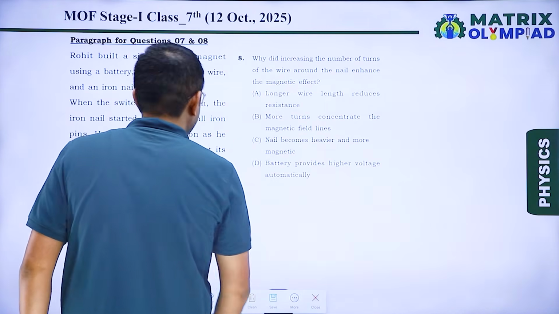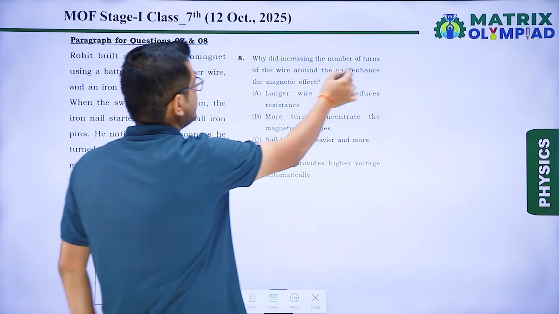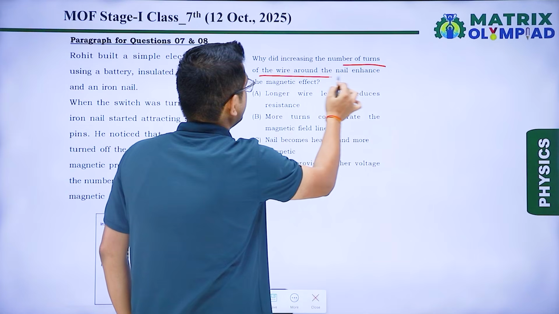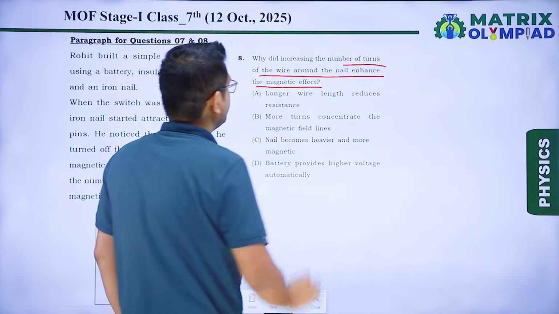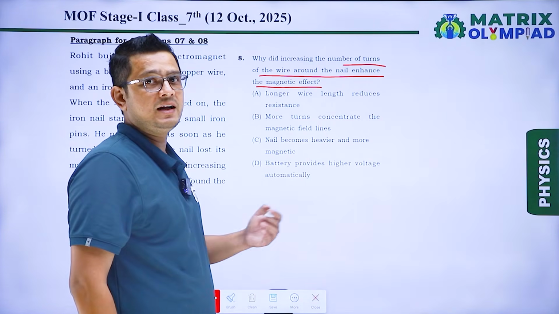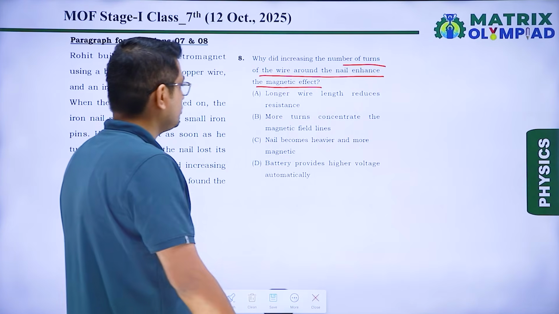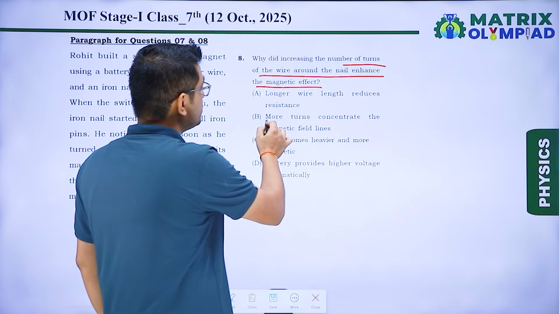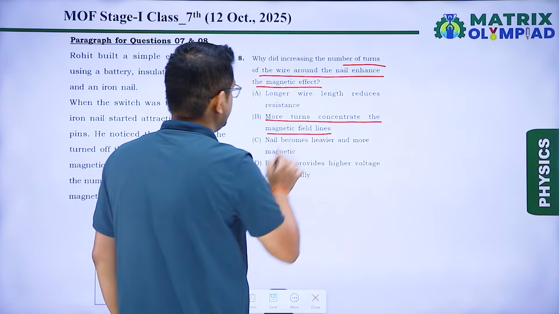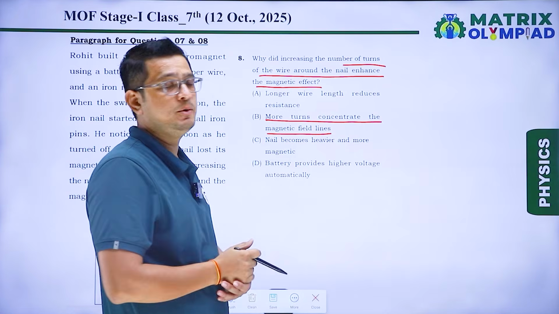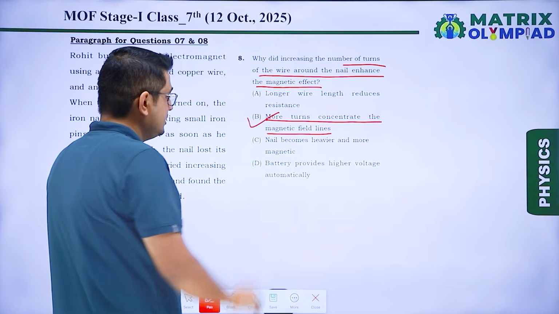Next question is based on same paragraph. Why did increasing the number of turns of the wire around the nail enhance a magnetic effect? Because number of turns is directly proportional to the strength of magnetic field. So we'll directly say more turns concentrate the magnetic field lines. So its strength will be also improved. So option B is our correct answer.